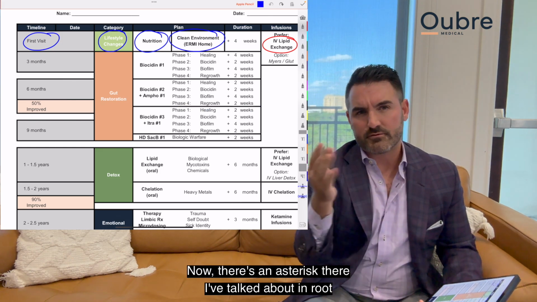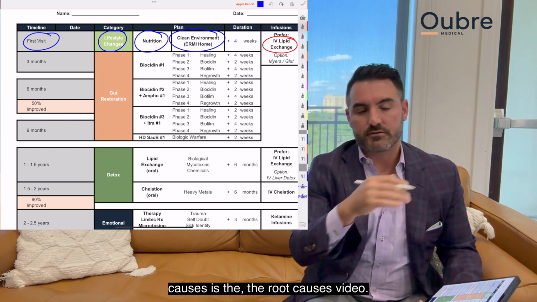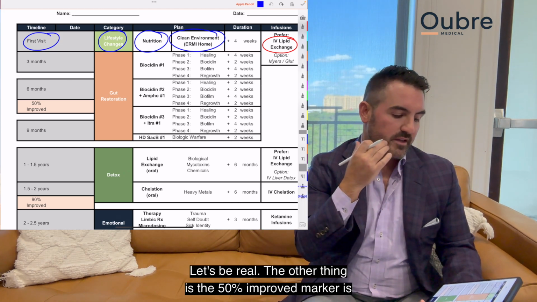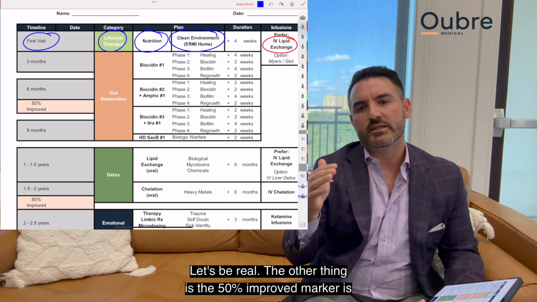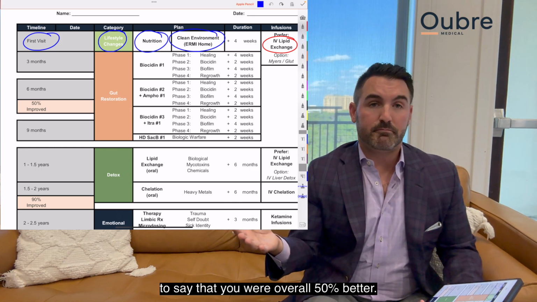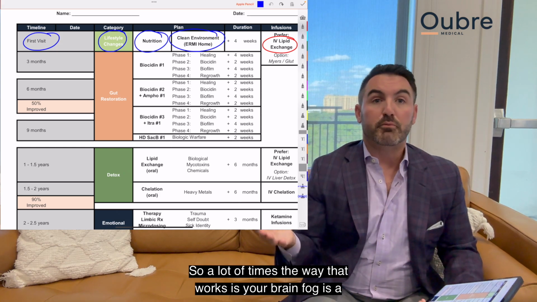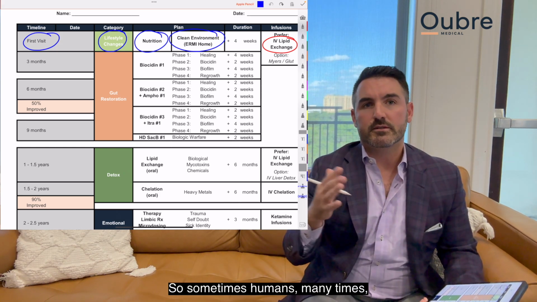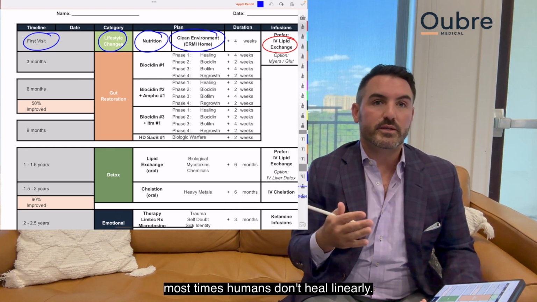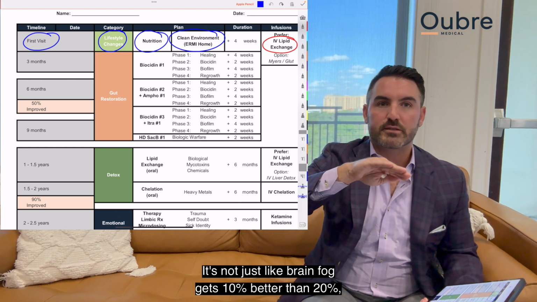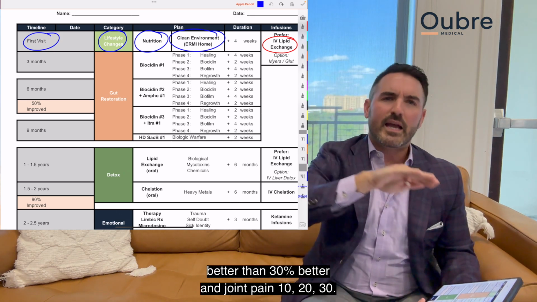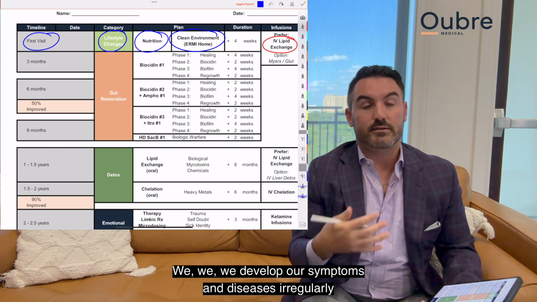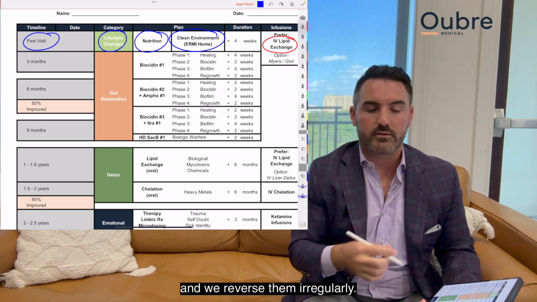Now, there's an asterisk there. I've talked about it in the root causes video. If you get your leg bitten off by a shark, we're not going to regenerate that. Let's be real. The other thing is the 50% improved marker is to say that you were overall 50% better. So a lot of times the way that works is your brain fog is 100% better, but your joint pain is 0% better. Humans, most times, don't heal linearly. It's not just like brain fog gets 10% better, then 20%, then 30%, and joint pain 10, 20, 30. We develop our symptoms and diseases irregularly, and we reverse them irregularly.